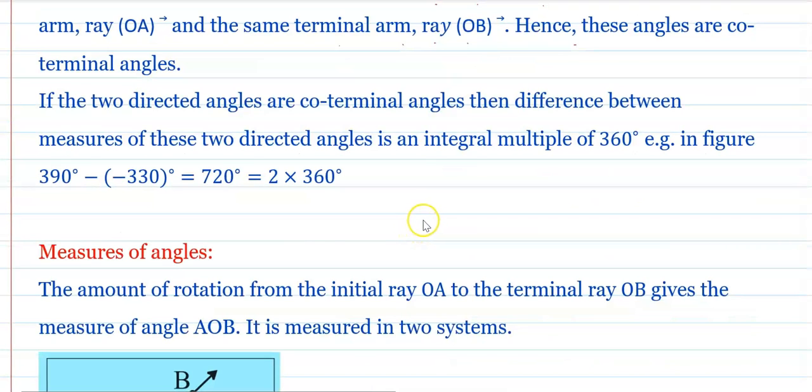It's an integral multiple of 360. Integral, it may be positive, it may be negative. And this is 390 minus (minus 330). Then you are getting 720, and hence that is 2 into 360.